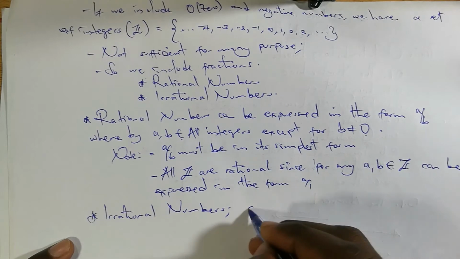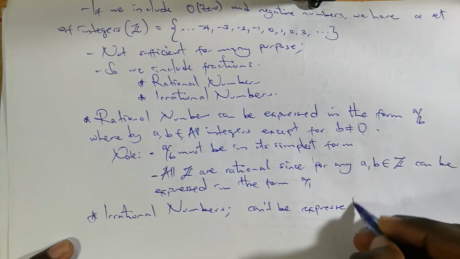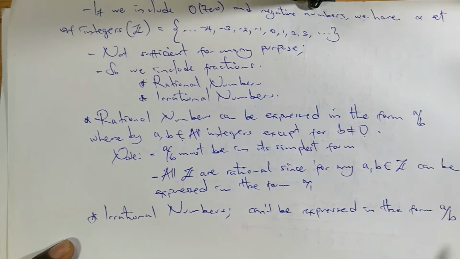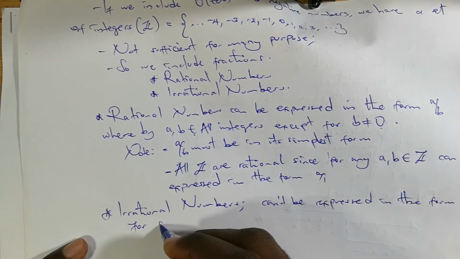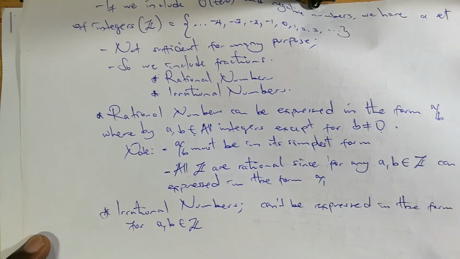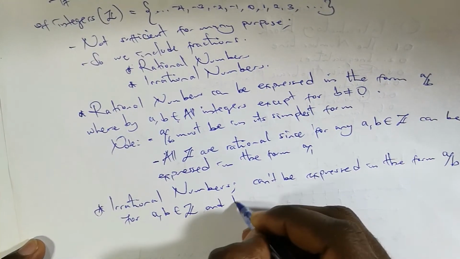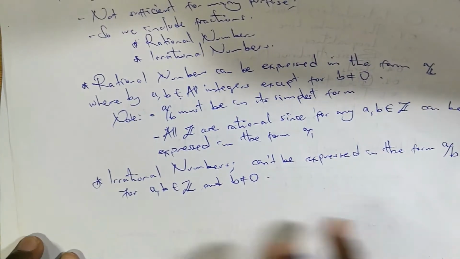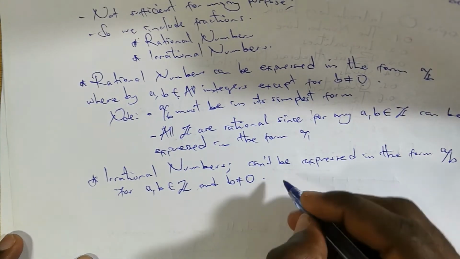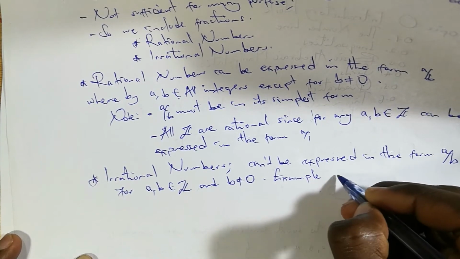Irrational numbers simply can't be expressed in the form a over b, for a and b being integers and b not being 0. So an irrational number is simply the opposite of a rational number. You can't express it in that form. An example you can give would be root 2.